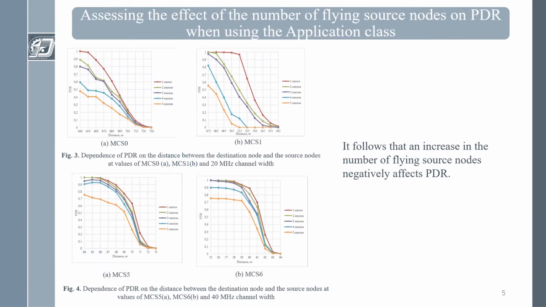In this slide, you can see some results of multi-streaming process modeling. As follows from the graphs presented in Figures 3 and 4, with an increase in the channel width, the distance between source nodes and destination node decreases. Also, with an increase in the channel width, the probability of collision in our network increases. And the main idea of this report is that an increase in the number of flying source nodes negatively affects PDR values, which indicates a deterioration in the video quality at the ground station.